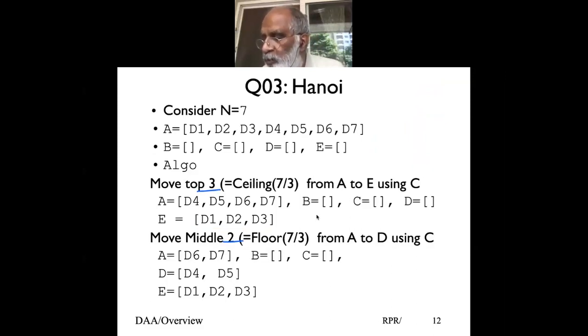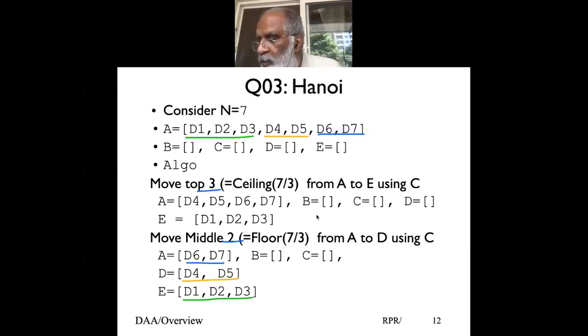When I move the middle 2, A remains with the heaviest 2, D gets the D4 and D5, and I have moved the top D1, 2, 3. This is what I got.